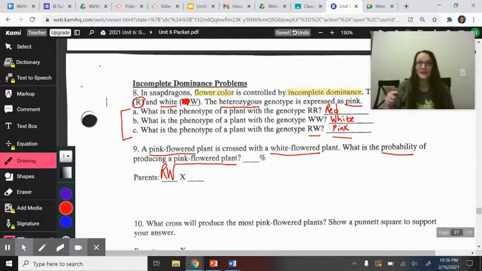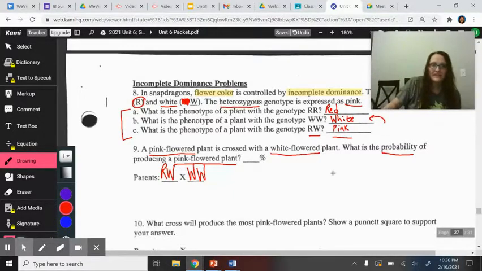I write them in all caps, okay? So just capital R, capital W. All right, so it's crossed with a white flowered plant. If you need to go back up here to see, our white flower friend is capital W, and there's no lowercase or anything like that in incomplete dominance. So I just like to write in all caps. Okay, so how does it want us to do this? It wants us to do a Punnett square, just like always. You never get away from those Punnetts.